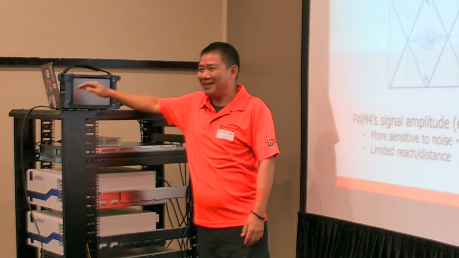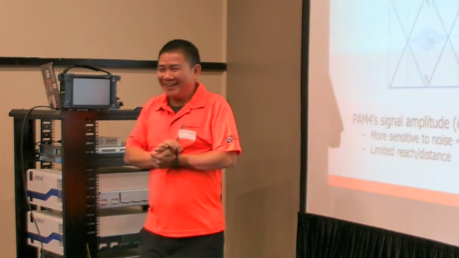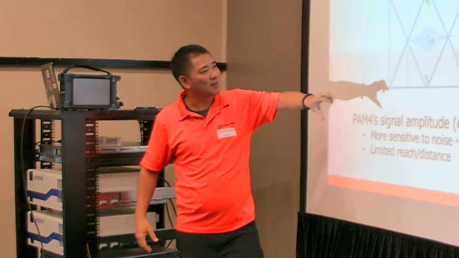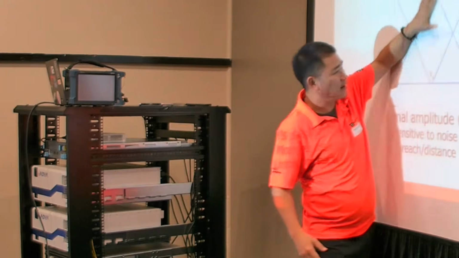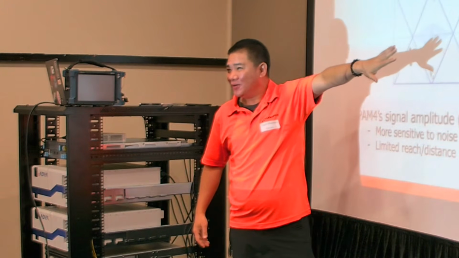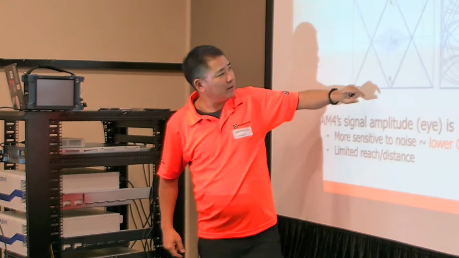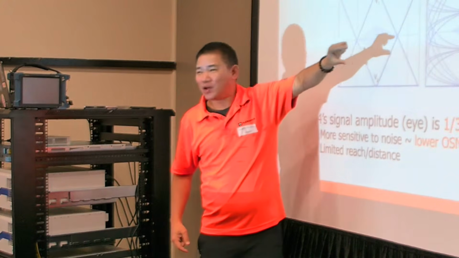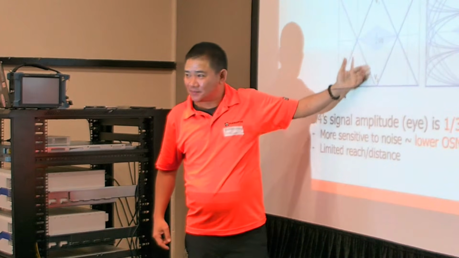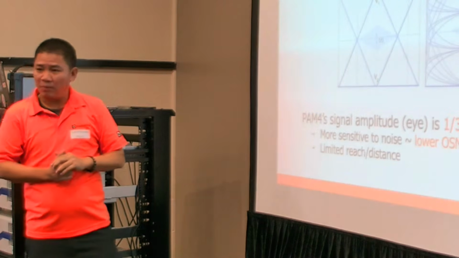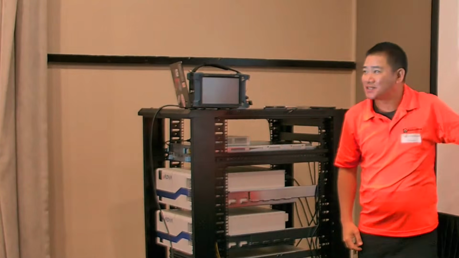Like Byron was saying, there's no free lunch. If you compare the signal amplitude of NRZ and PAM4, people call it the I diagram. Forget that. It's the signal amplitude, right? PAM4 is just 1/3 of NRZ. It's just 1/3 the signal amplitude. The problem with that is you become more sensitive to noise.